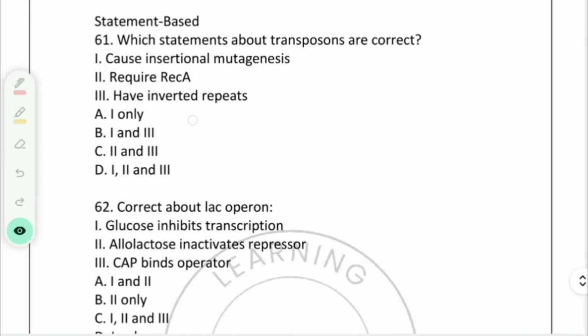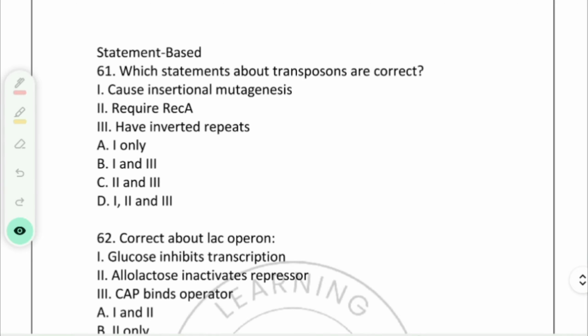Now statement based question. Question 61. Which statements about transposons are correct? Statement 1, causes insertional mutagenesis. Statement 2, require RecA. Statement 3, have inverted repeats. So options are A, only 1. Option B, 1 and 3. Option C, 2 and 3. Option D, 1, 2 and 3. So the correct answer for this question is option B, 1 and 3.